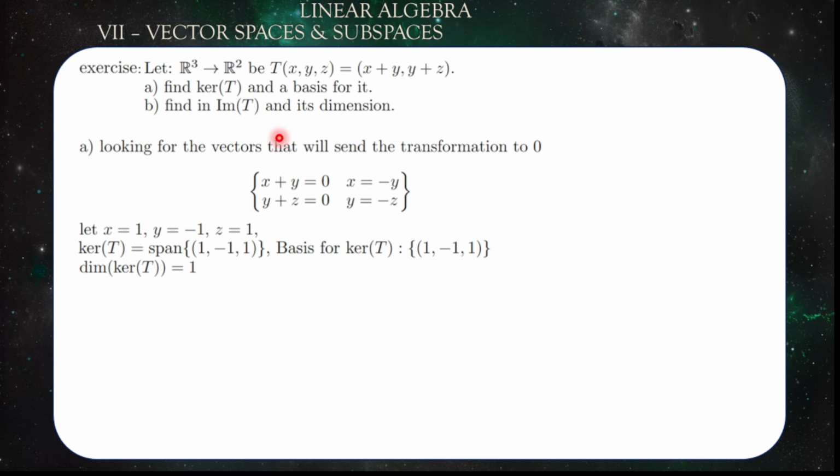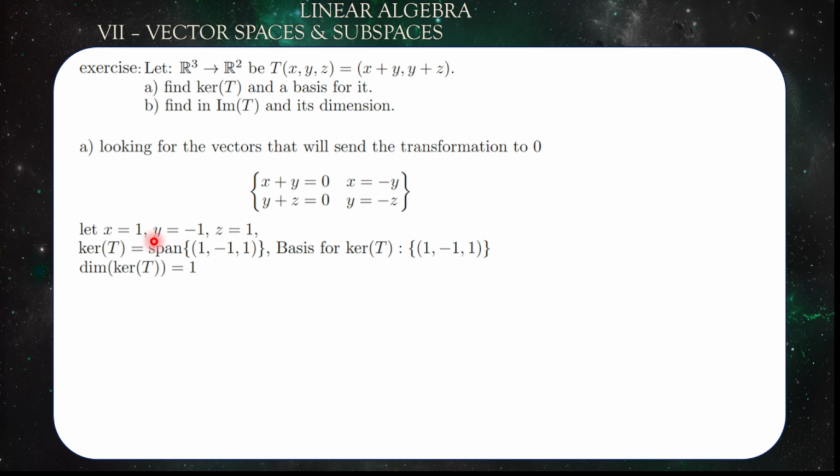Okay, let's look at the vectors that the transformation sends to 0. You set x plus y equal to 0, and y plus z also equal to 0, to find for which values of x, y, and z you get 0. So x plus y equal to 0, then x is equal to minus y. y plus z is equal to 0, so y is equal to minus z.